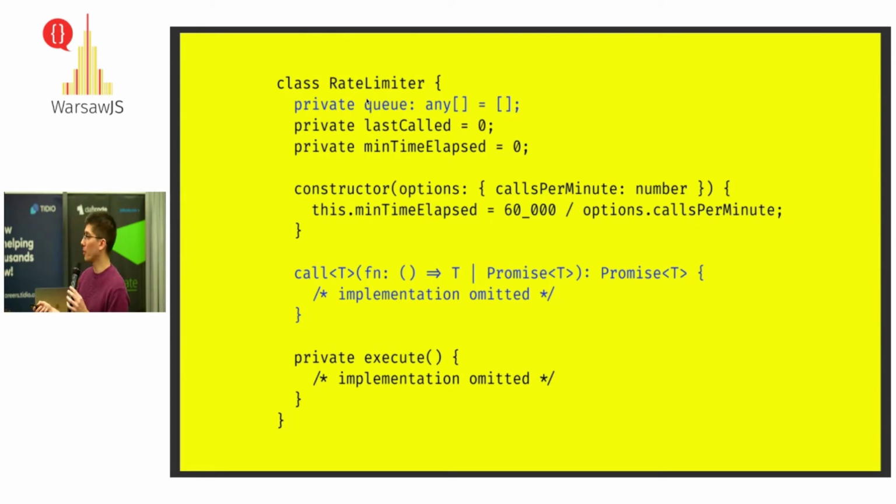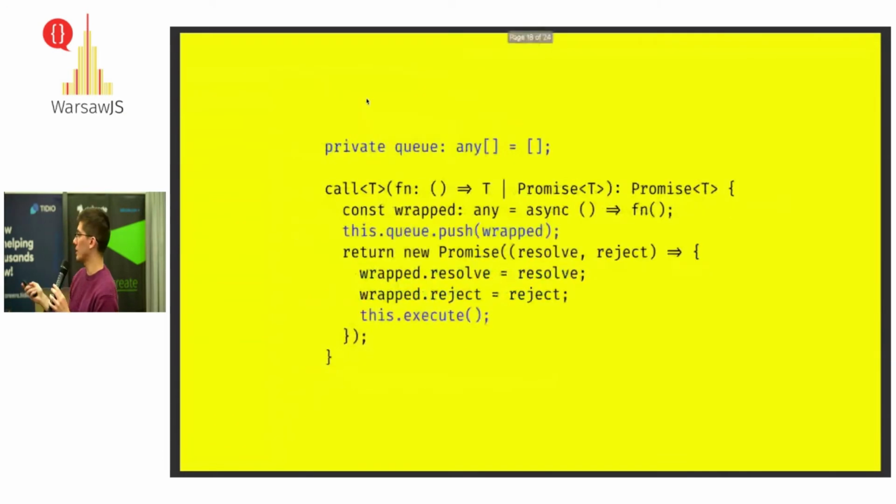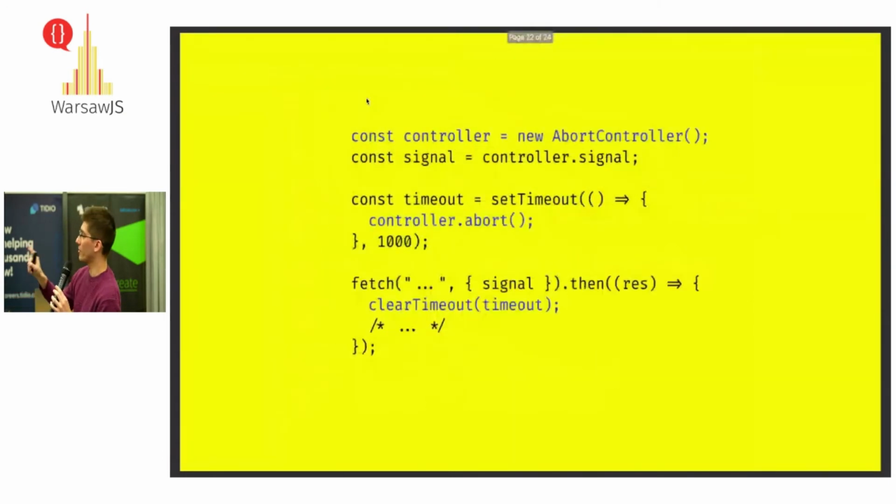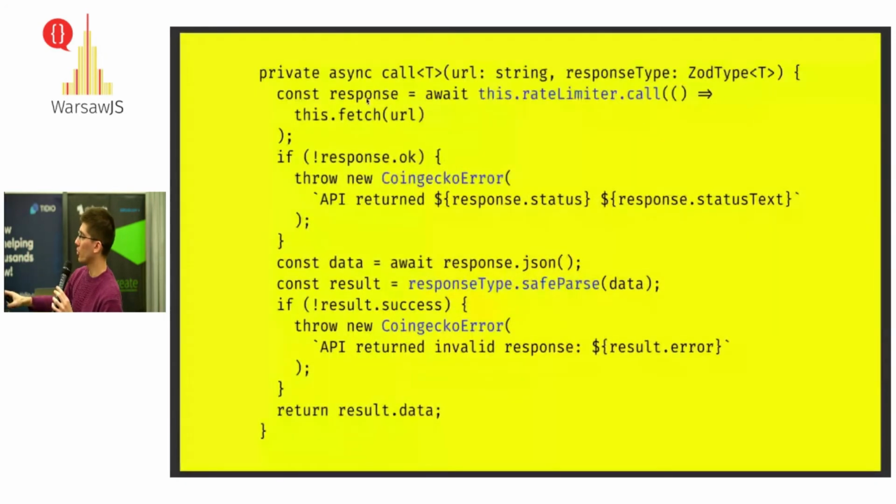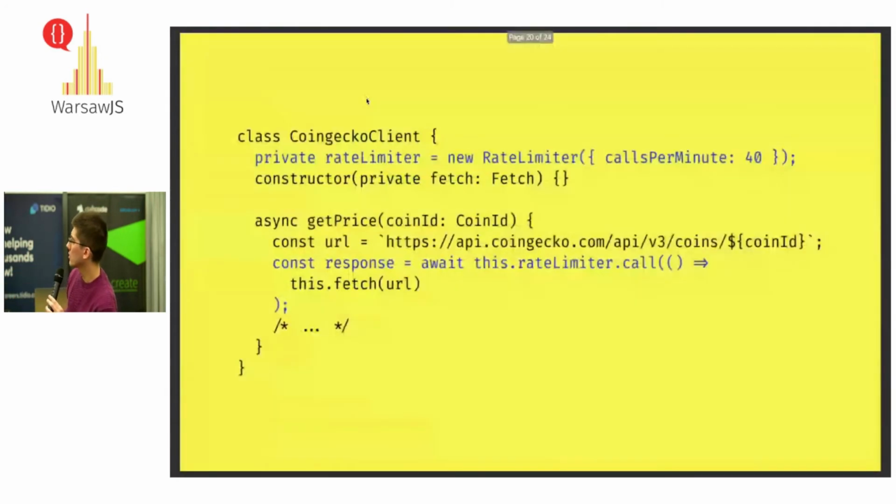So from the point of view of the API caller, you just have the same one line of code: CoinGecko service get price. You don't worry about it. But inside of the class, yeah, here. You create an instance of the rate limiter, and before you make a fetch call, you just call the rate limiter first. And because of this, you will not run into rate limiting from the API.